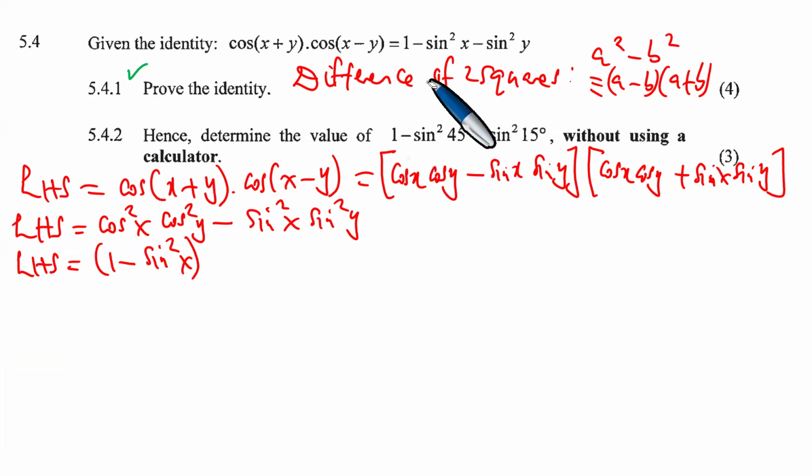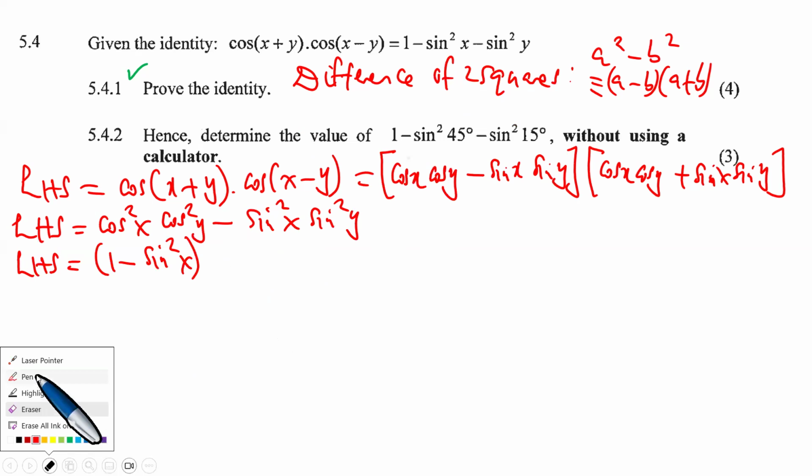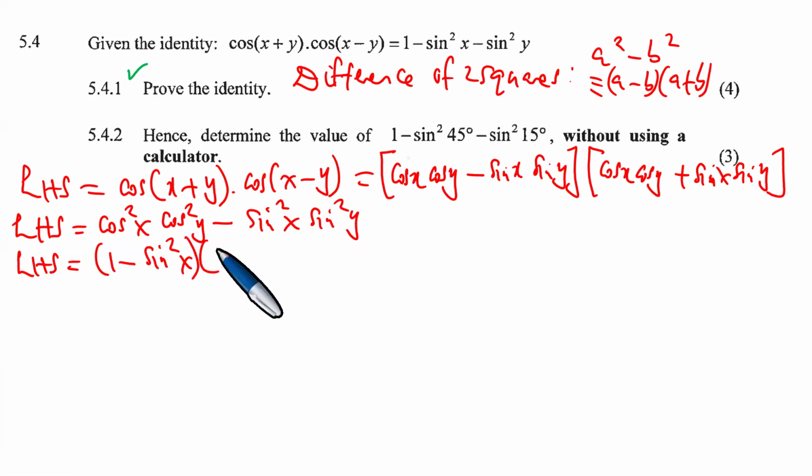Because at this point, we can see that there's no cosine x here, there's no cosine y. There is sine x, there is sine y on the right. So we need to convert every cosine x and every cosine y, which is 1 minus sine squared y. Wait, I don't understand how you got that last part. This one? Yes. Okay. Right.